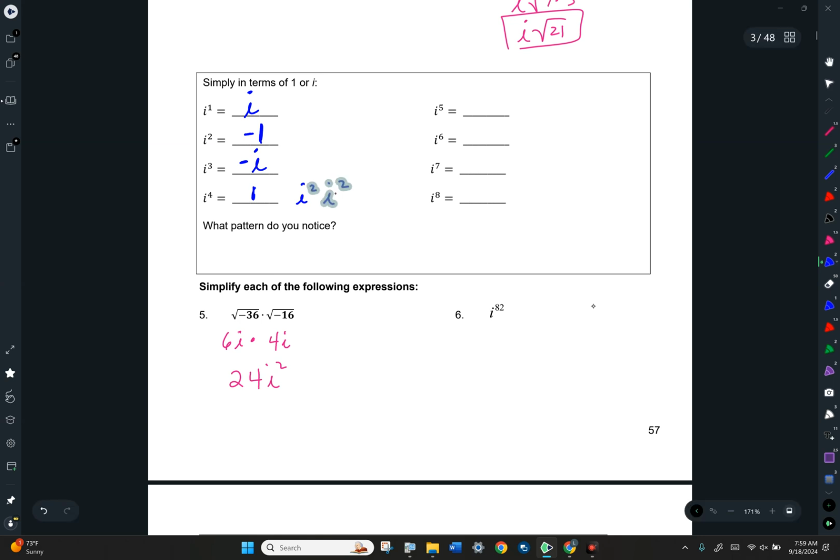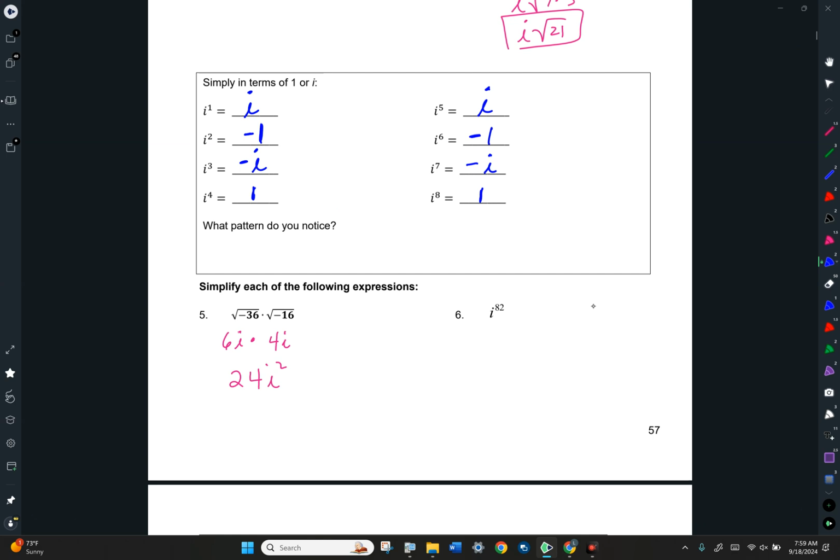Now, I could show you the why. I could do the development, but let me just show you what it's going to turn out to be. i to the 5th is going to turn out to be i. i to the 6th will be negative 1. i to the 7th will be negative i. i to the 8th will be 1.